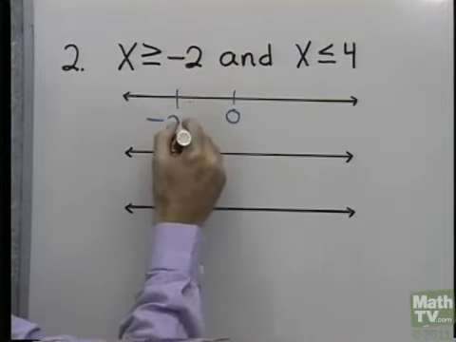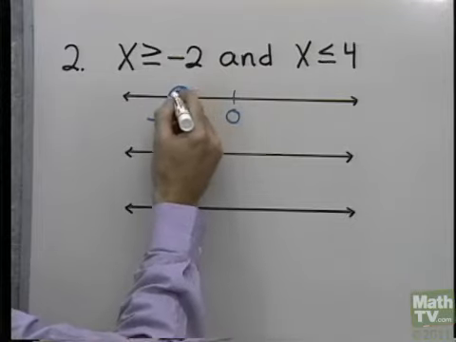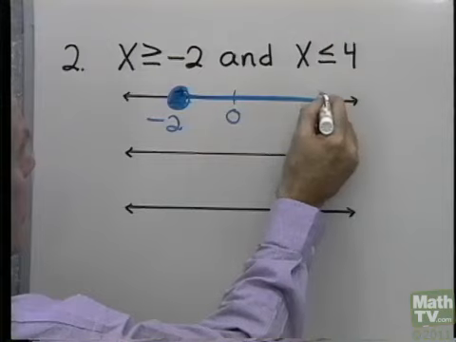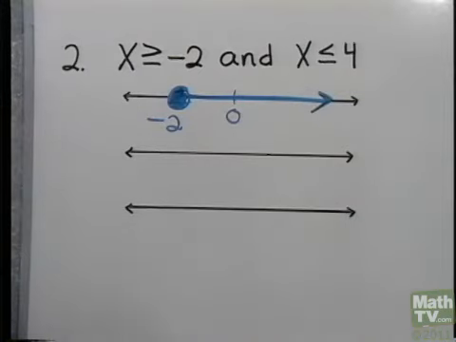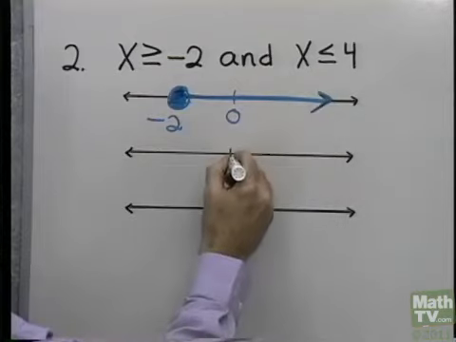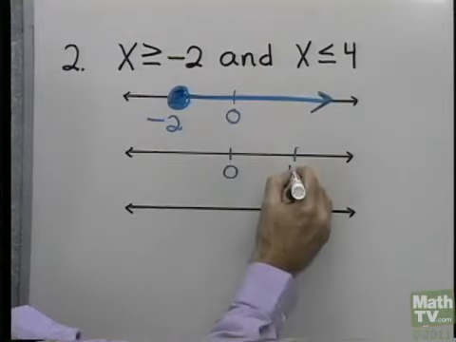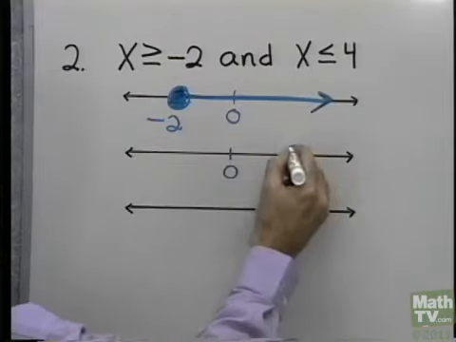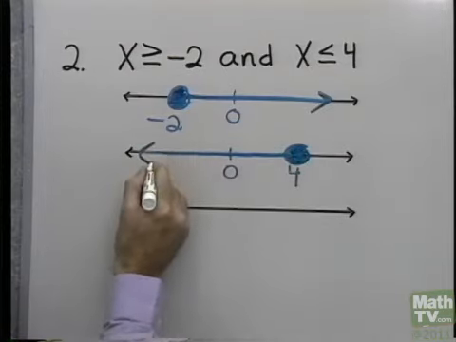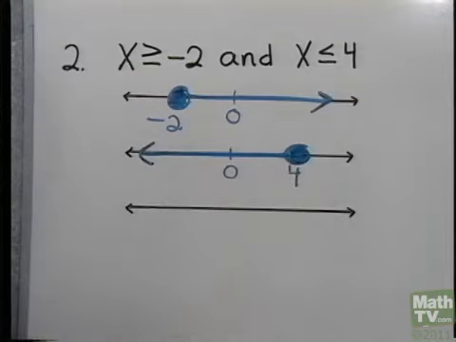So here's -2. Put a circle around -2 and color it in. I want all the numbers that are greater than -2. Here I want to graph all the numbers that are less than or equal to 4. So I put in 0. I'll put 4 over here. Draw a circle around it. Color that circle in. I want all the numbers that are less than 4.